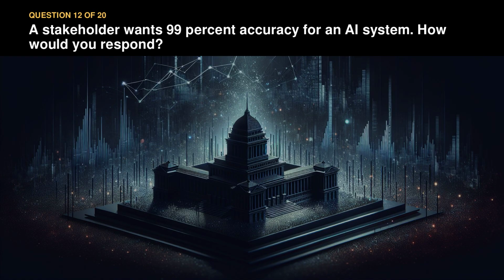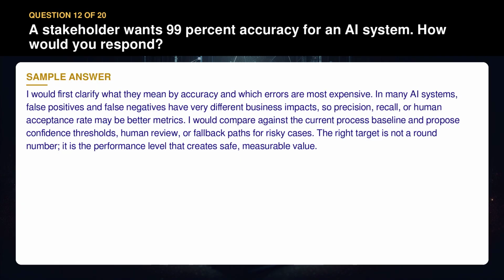Question 12. A stakeholder wants 99% accuracy for an AI system. How would you respond? I would first clarify what they mean by accuracy and which errors are most expensive. In many AI systems, false positives and false negatives have very different business impacts, so precision, recall, or human acceptance rate may be better metrics. I would compare against the current process baseline and propose confidence thresholds, human review, or fallback paths for risky cases. The right target is not a round number. It is the performance level that creates safe, measurable value.